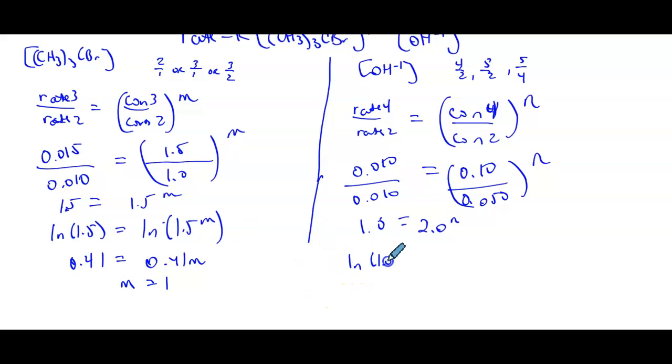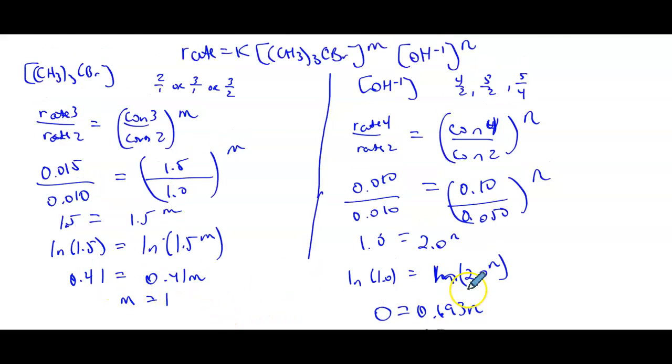So the ln of 1.0 equals the ln of 2.0 to the n. Then we're going to take the ln of 1, which is 0. And then we'll take the ln of 2, which is 0.69. And then this n comes down, but we know that n is going to be 0. Okay, so before I tell you what you have to have as minimal, I'm going to go ahead and finish this up.